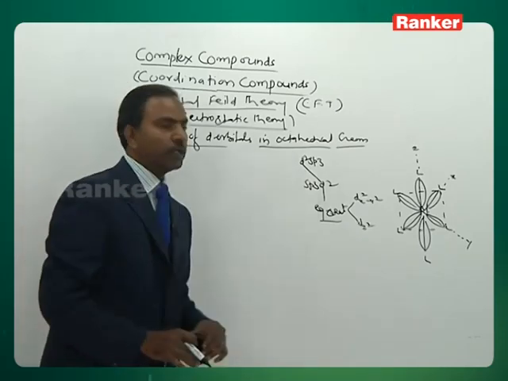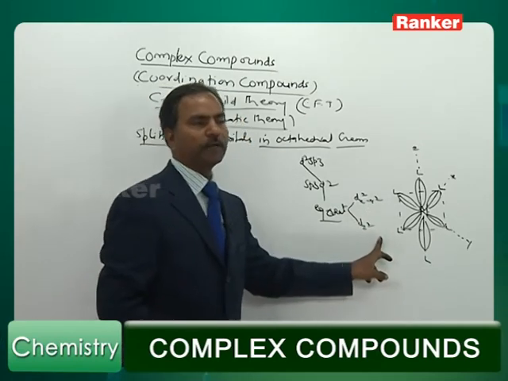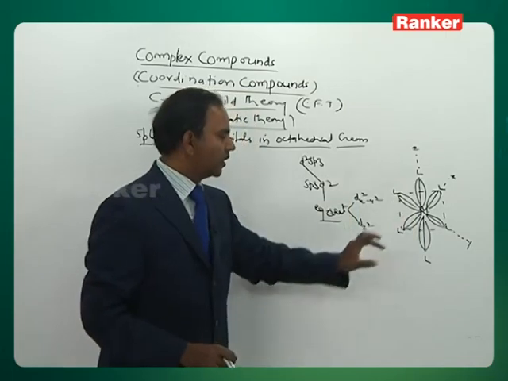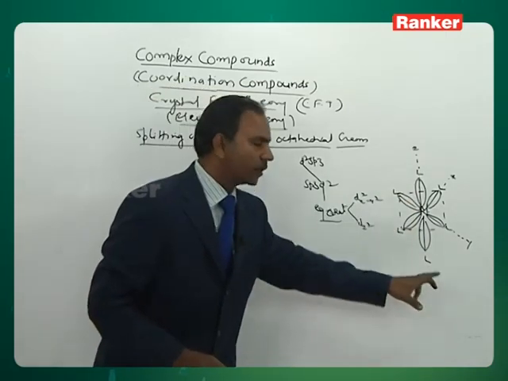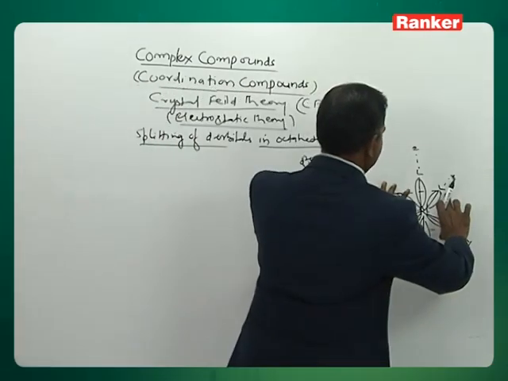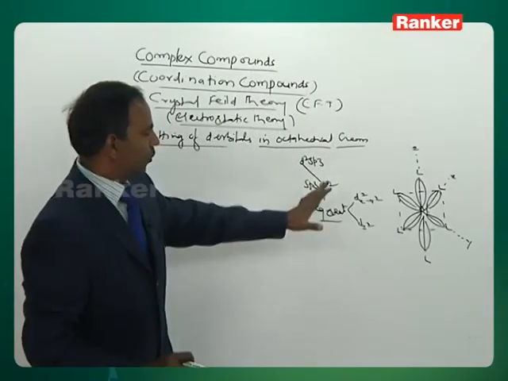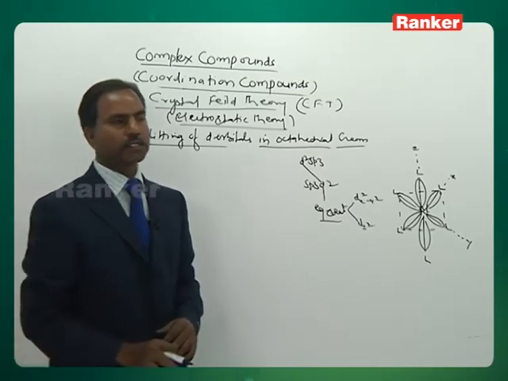You know well where these two d orbitals are oriented: along the x-axis, y-axis and z-axis. This stands for the dx2-y2 orbital. This stands for the dz2 orbital. These are the two d orbitals, dx2-y2 and dz2.